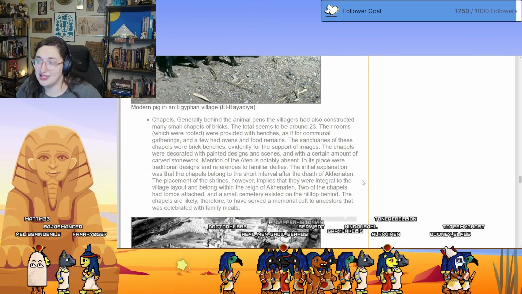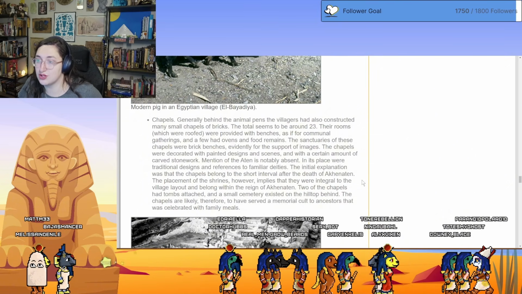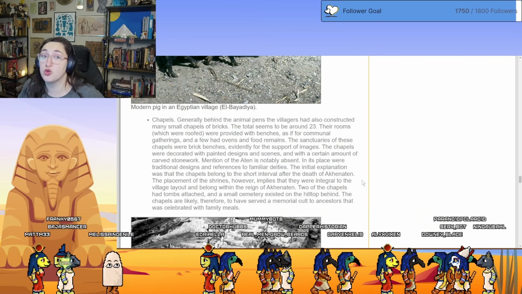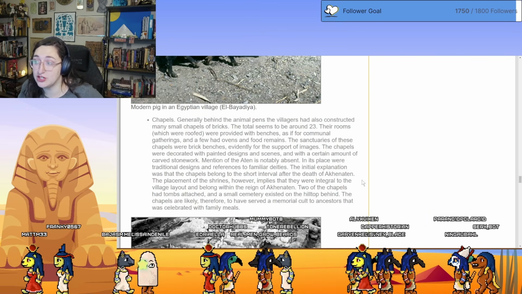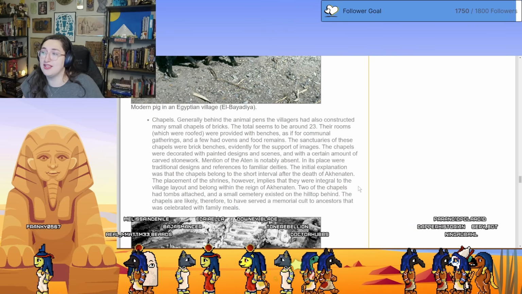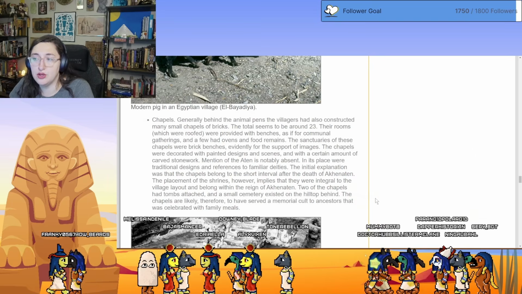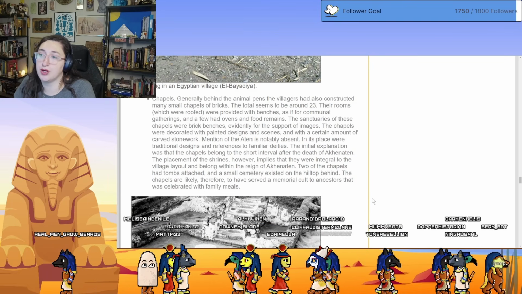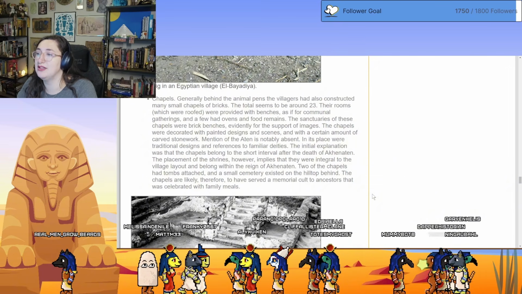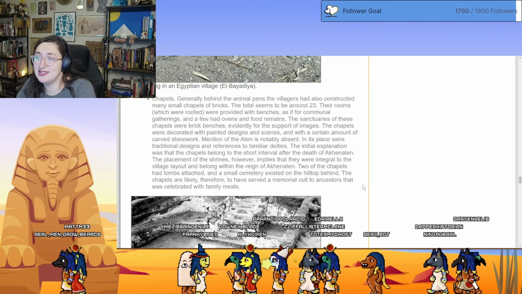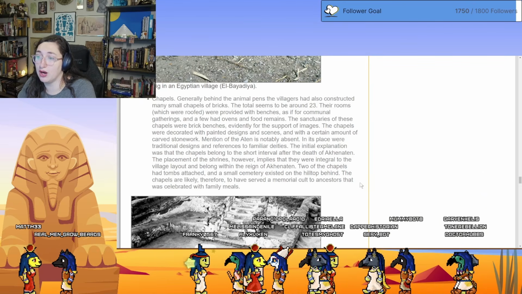Generally, behind the animal pens, the villagers had also constructed many small chapels of bricks. The total seems to be about 23 chapels. Their rooms, which were roofed, were provided with benches as if for communal gatherings, and few had ovens and food remains. The sanctuaries of these chapels were brick benches, evidently for the support of images. The chapels were decorated with painted designs and scenes and with a certain amount of carved stonework.